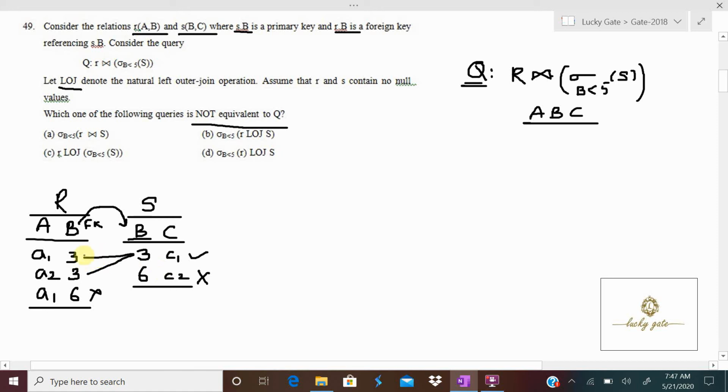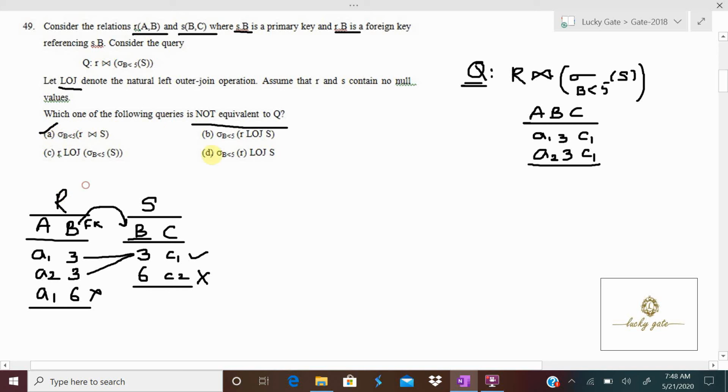Now what tuples are in the output? A1 3 C1 and A2 3 C1 will be in the output. Here I am writing the output of R join B less than pi of S: A1 3 C1 and A2 3 C1. It is the output of the given query. Now the question is, which one of the following queries is not equivalent to Q?